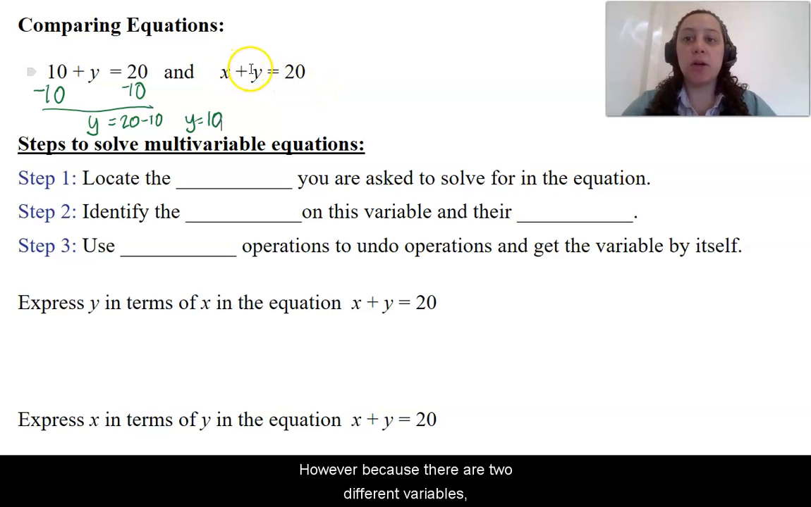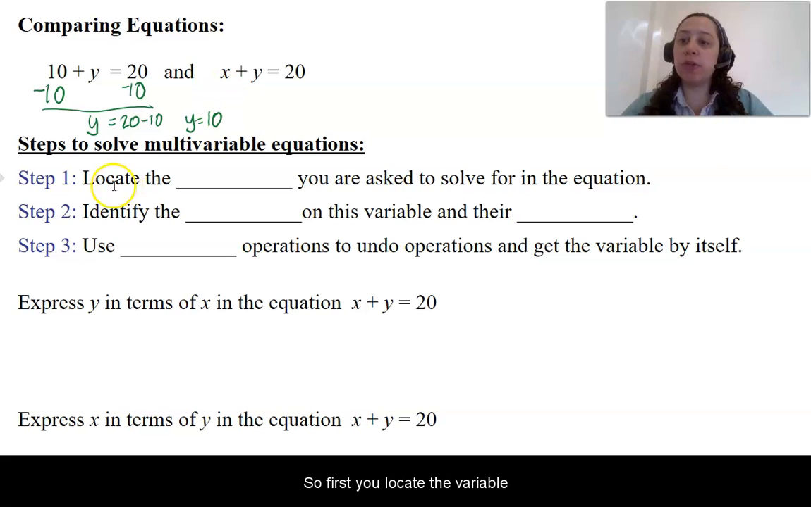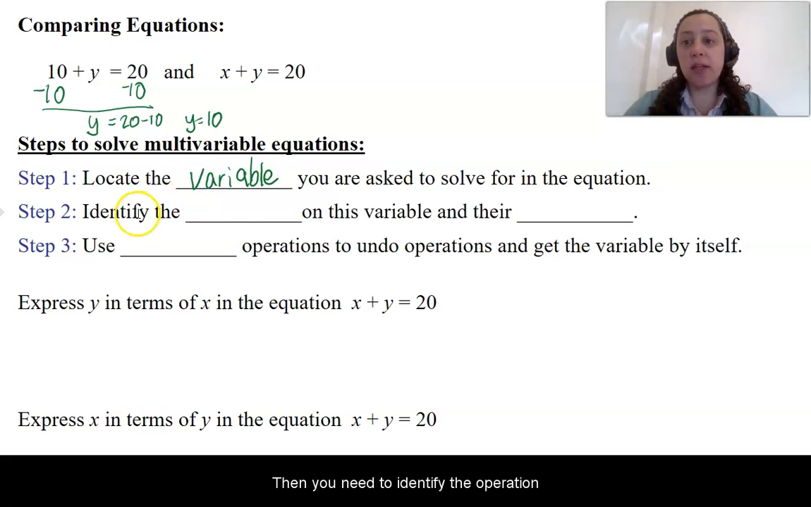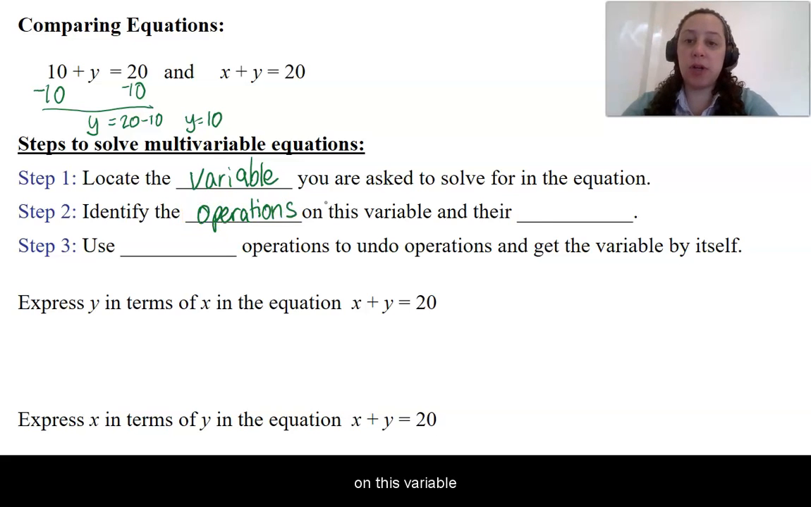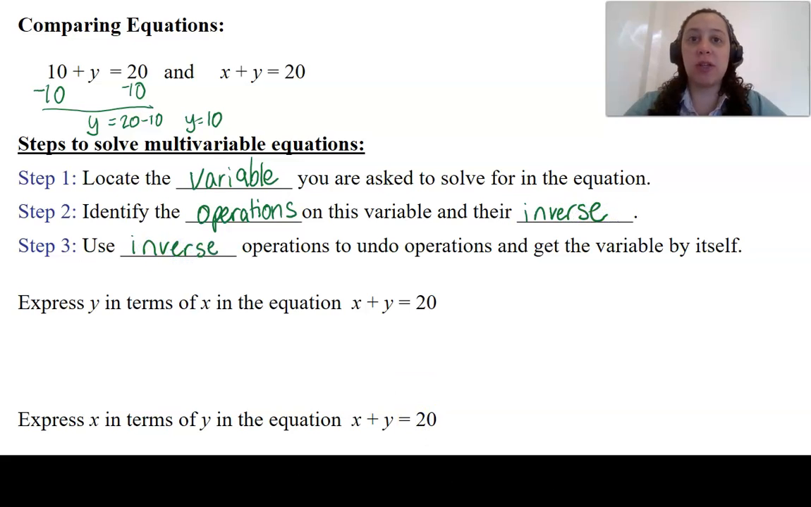However, because there are two different variables, the first thing you're going to have to do is read the question to see which variable it wants you to solve for. So first, you locate the variable you are asked to solve for. Then you need to identify the operations on this variable and their inverse. And then you're going to use those inverse operations to undo operations and get the variable by itself. So let's do some examples.